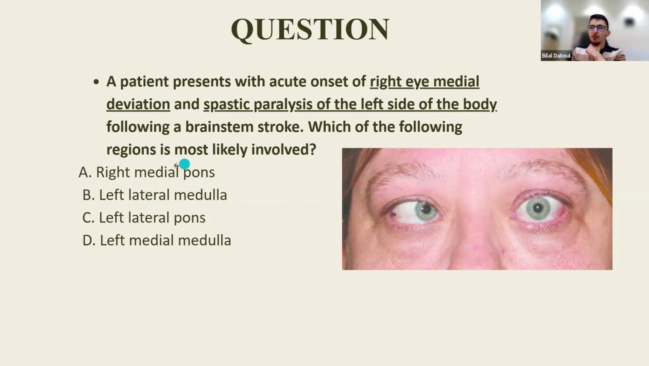Now, would it be right medial pons or left lateral pons? So the abducent nerve and the abducent nucleus, actually, are both medially placed. But I also know that the corticospinal fibers are medially placed within the basal pons, okay? And hence the correct answer would be right medial pons. Because again, remember, the lesion is ipsilateral to the medial strabismus, and it's contralateral to the spastic paralysis. Okay, so that's again medial strabismus, and yeah, that's it for this section.